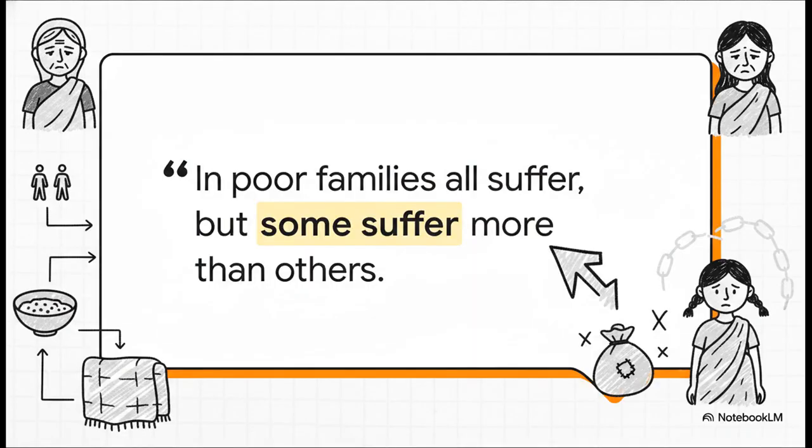And there's another layer of inequality we must talk about, and that's the inequality within a poor family itself. There's a saying that in poor families, everyone suffers, but some suffer more than others. Very often, it's the women, the elderly, and female children who have the least access to the family's resources, whether it's food, education, or healthcare.